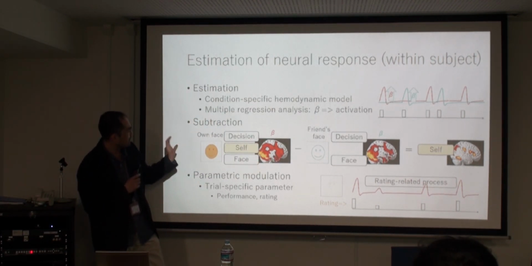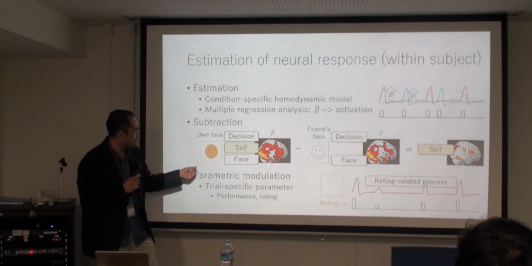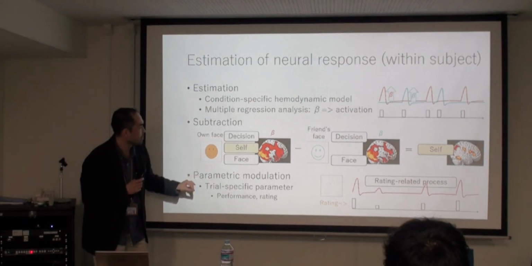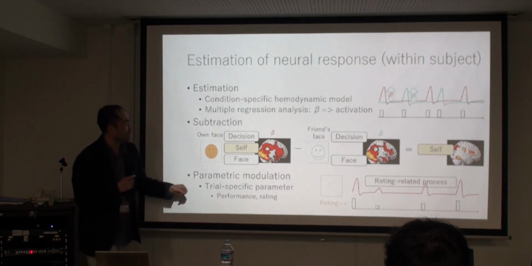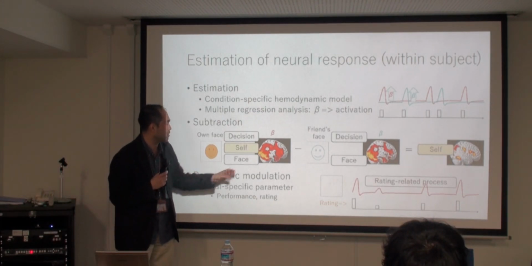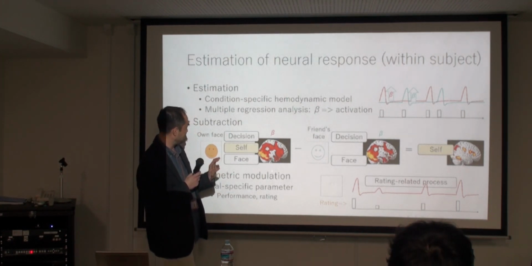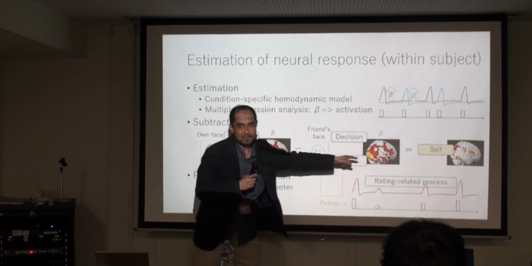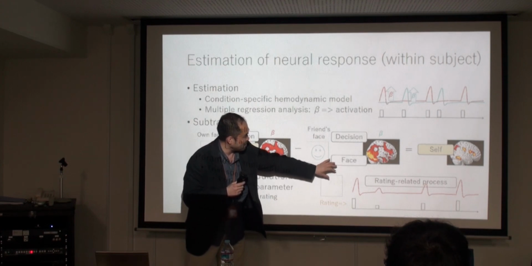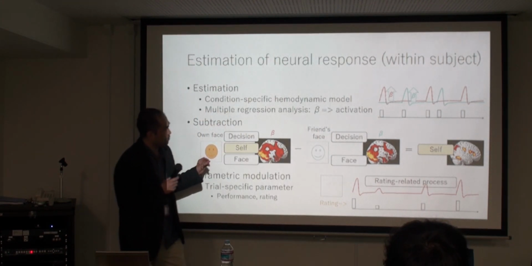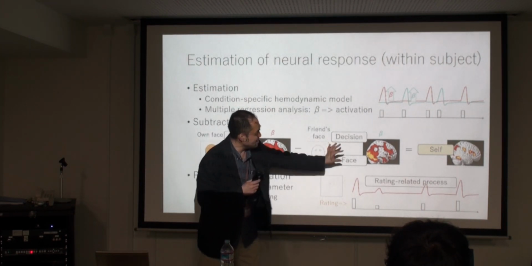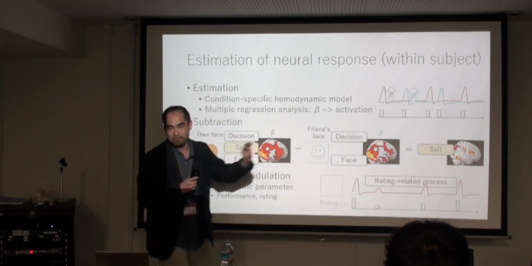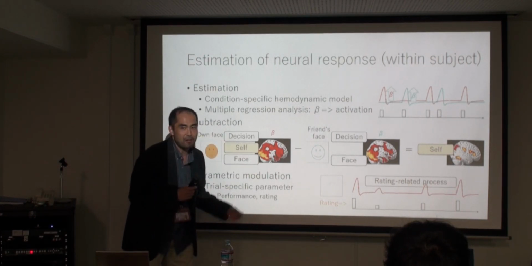We can assume that in this task there are many cognitive processes, like visual processing, face processing, self-processing, and familiarity decision of this face. So the activation here includes all these processes, and we can tell nothing from this data alone. But if we subtract this activation from this, because we can assume this activation reflects the cognitive processes of visual processing, face processing, and decision-making, we obtain the activation reflecting only self-specific processes. This is an example of how subtraction works.